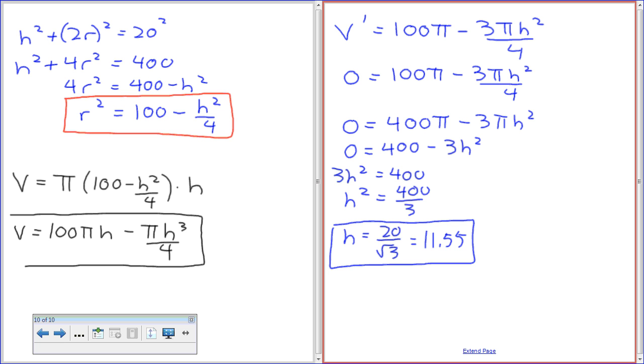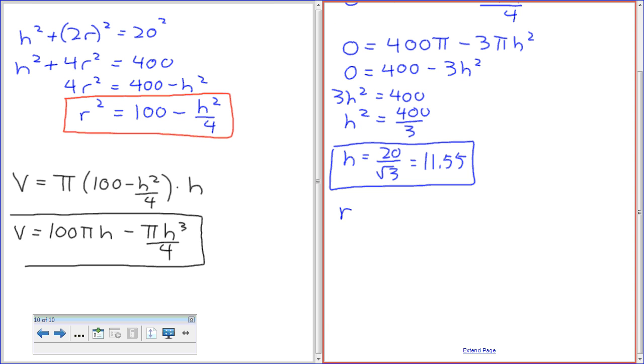Okay. That's your height. We also need our radius, which, and this is the problem with keeping it as r squared, but I'll do it anyway. It's going to be r squared equals 100 minus 400 over 3 over 4. Okay, which equals, I ended up getting that as what, 8 point something? 8.16.